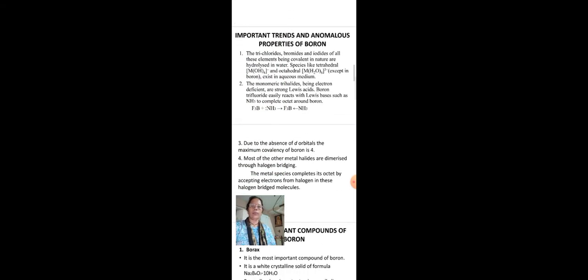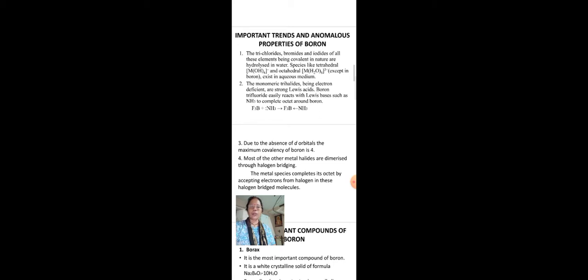Important trends and the anomalous properties of boron. The trichlorides, bromides and iodides of all these elements, being covalent in nature, are hydrolyzed in water. Species like tetrahedral [M(OH)₄]⁻ and octahedral [M(H₂O)₆]³⁺, except in boron, exist in aqueous medium. The monomeric trihalides, being electron deficient, are strong Lewis acids. Boron trifluoride easily reacts with Lewis bases such as NH₃ to complete the octet around boron: F₃B + :NH₃ gives F₃B←NH₃.